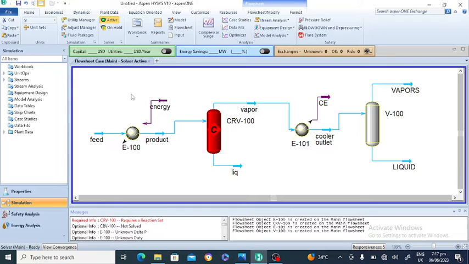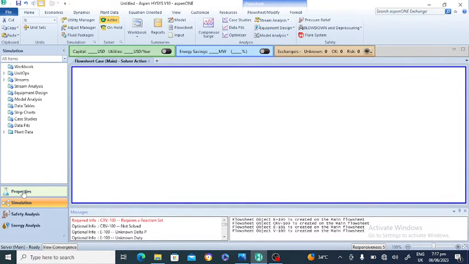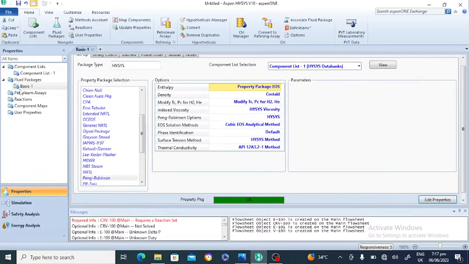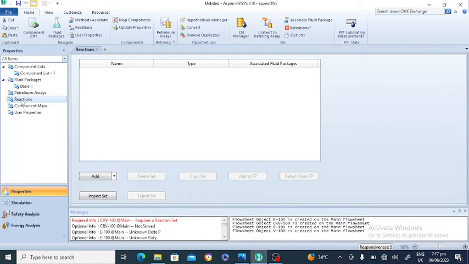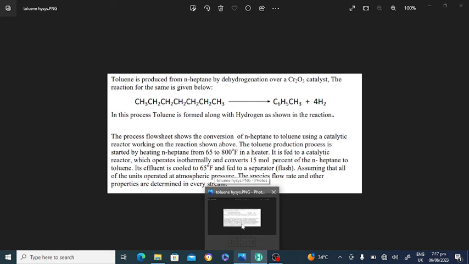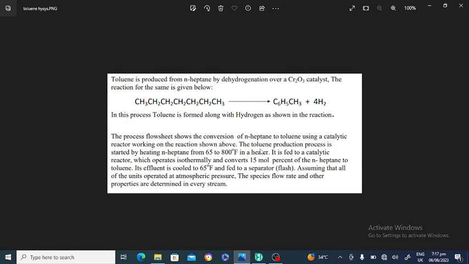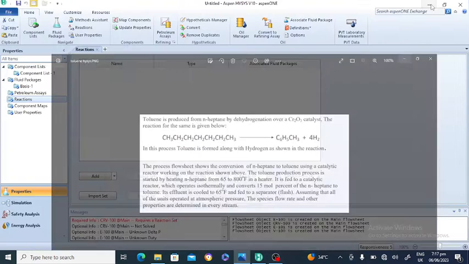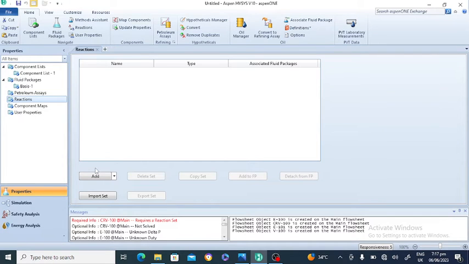So this is the energy stream. Now we will go to the property, and here we will go to the reaction, because it shows that 15% n-heptane is converted into toluene in the conversion reactor. So 15 mole percent of the n-heptane is converted into toluene. So we will close this one, and then add.